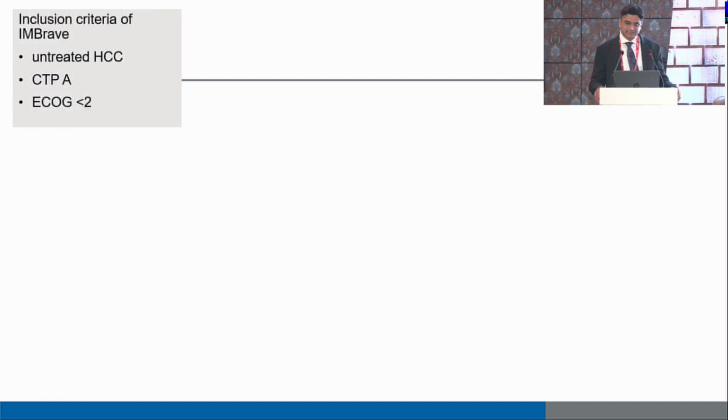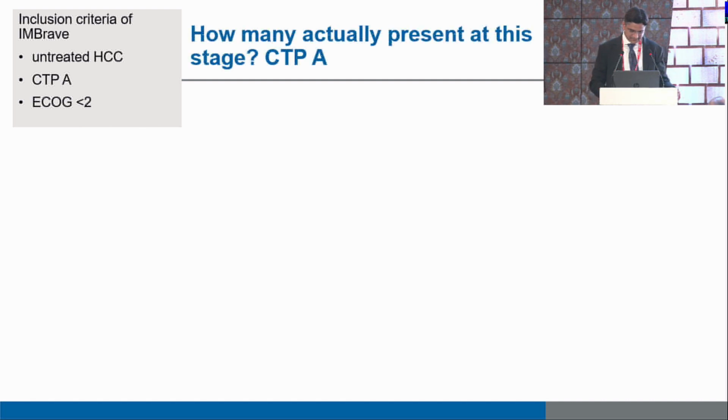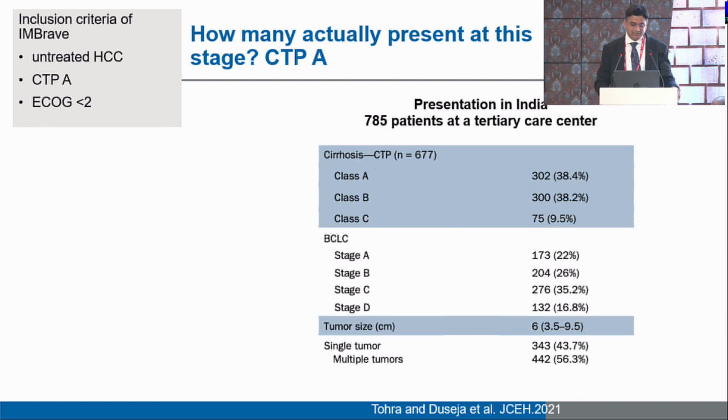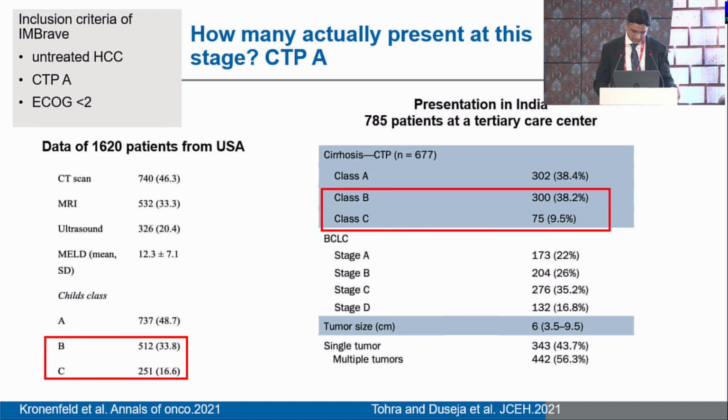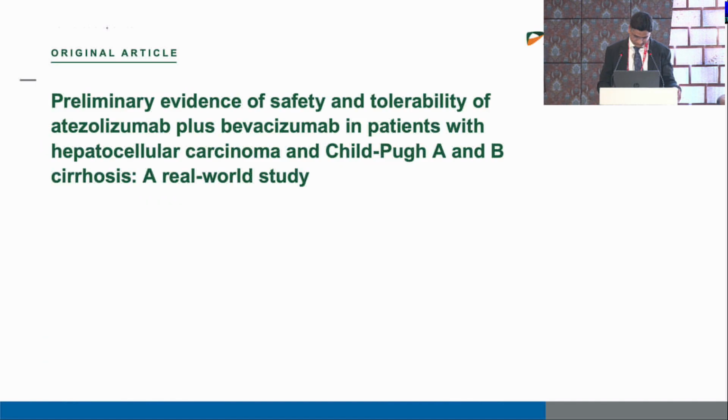These are the inclusion criteria in the IMbrave, which was untreated HCC, Child-Pugh A, good performance status. But in our practice, we hardly see any patients who come to us in Child-Pugh A with HCC and are willing for transplant upfront. These are two studies, one from India, one from the US, both saying that patients with HCC, when they present to a clinic, are either in Child B or Child C. Hardly 35 to 40% will be in Child A.